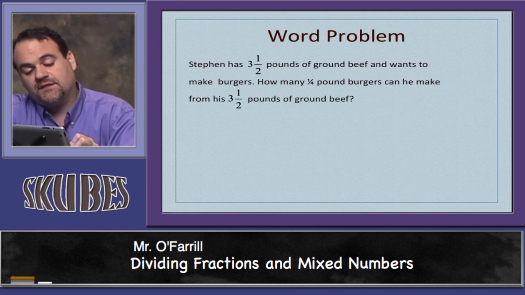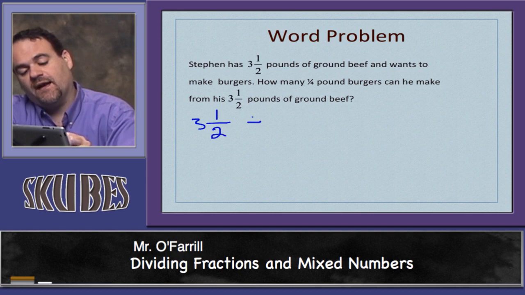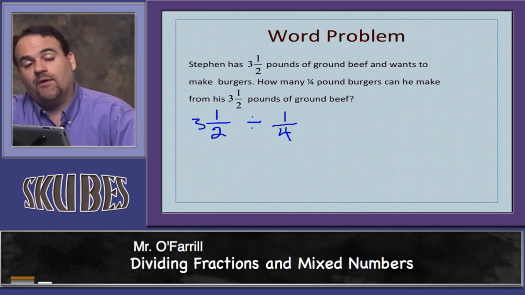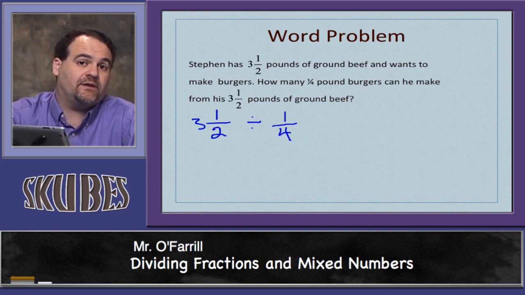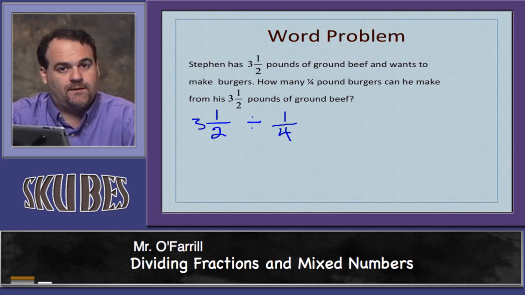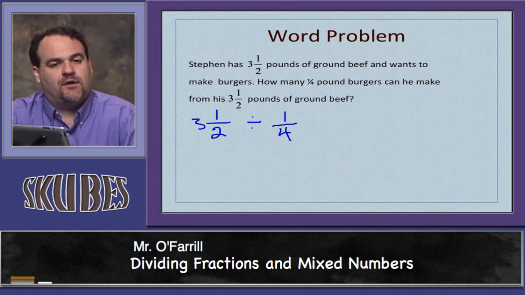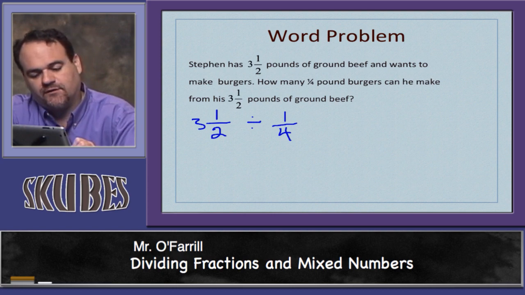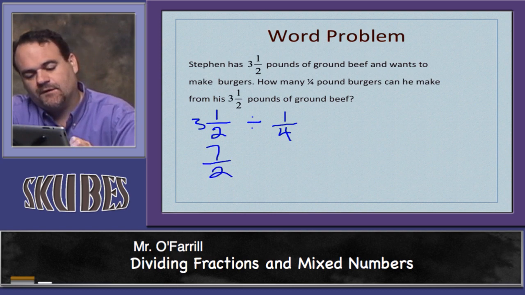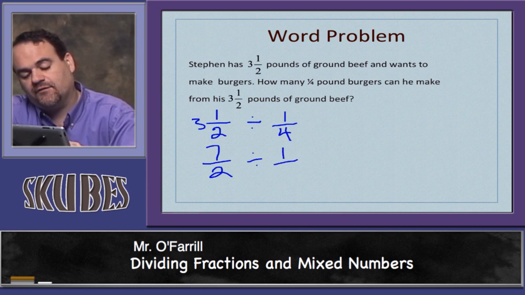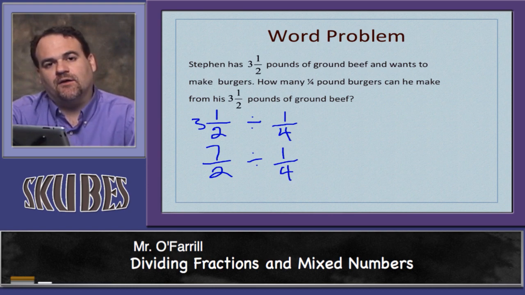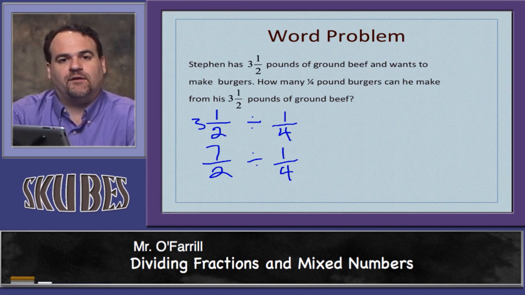So what we're looking to do is to take 3.5 pounds and divide that into however many equal quarter-pound pieces we can create. Step 1, get rid of that mixed fraction. 3 times 2 is 6, plus 1 is 7. So we do have 7/2 pounds of ground beef. Try that the next time you go to the supermarket and ask for 7/2 pounds of ground beef. See how they like you working.